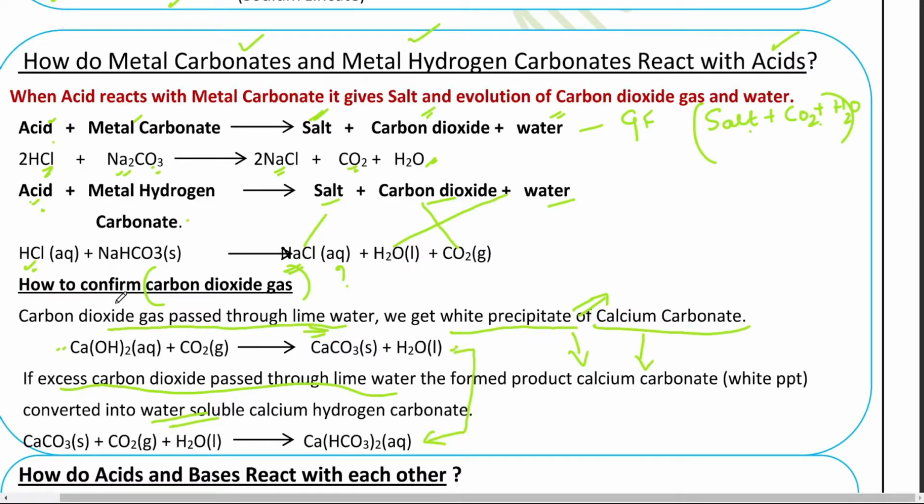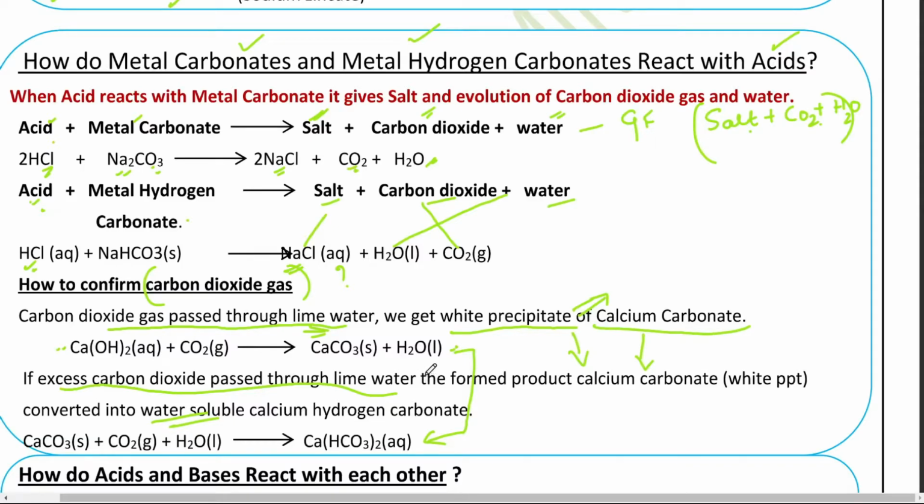Okay, here carbon dioxide is passed to the lime water. So here we find the white precipitate of calcium carbonate and water is formed. But if excessive carbon dioxide is passed through the lime water, then the formed product, that is the CaCO3 white precipitate which was there, will convert itself to the water soluble calcium hydrogen carbonate, whose formula is Ca(HCO3)2 in the aqueous form. I hope this is clear for you.